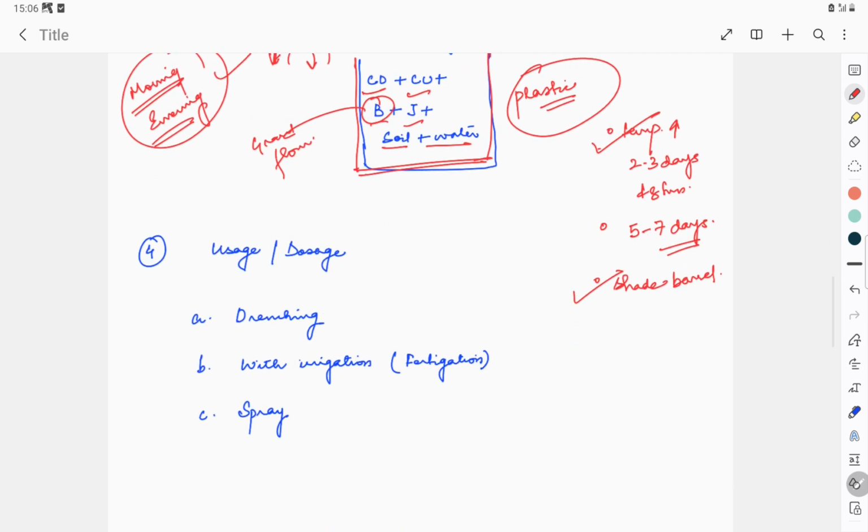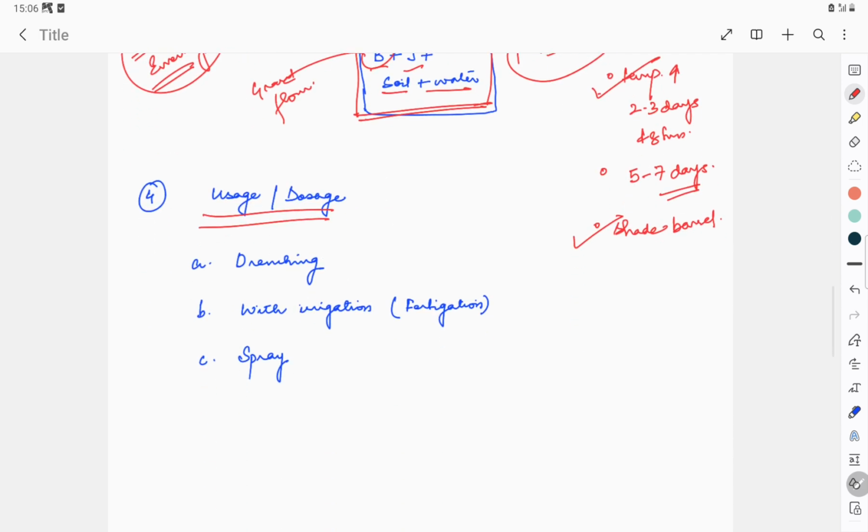Now, how to apply it is very, very important. Since it's a liquid fertilizer, it can be used as a pesticide also, but it is mostly used as a fertilizer. First and foremost, we can do drenching: we pour a cup of the Jeevamrit we have prepared around the plant base, basically around the root portion, so that it gets drenched into the plant.